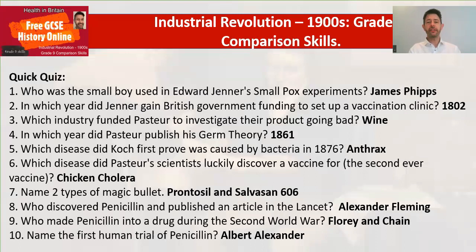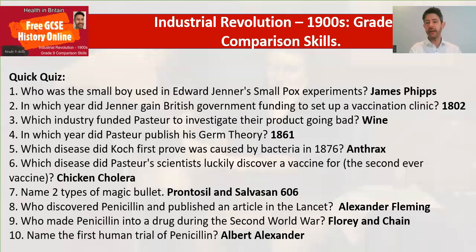Which disease did Pasteur's scientists luckily discover a vaccine for? The second ever vaccine, that was chicken cholera. They went on holiday and came back and found they'd weakened the bacteria enough that they could use it as a vaccine. Name two types of magic bullet: Prontosil and Salvarsan 606.